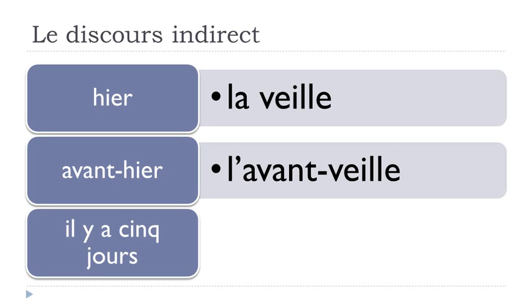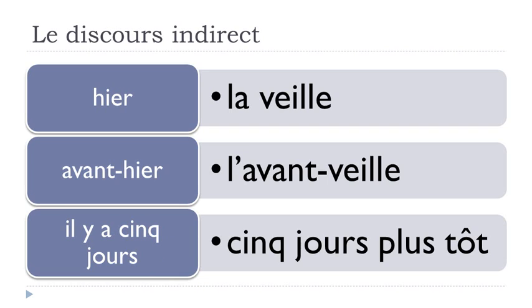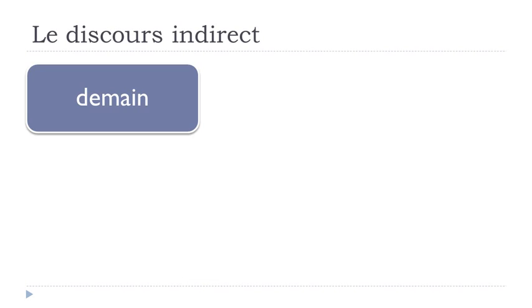Il y a 5 jours, so remember we've got this il y a structure to say ago. 5 days ago, in French, it's il y a 5 jours. And if you transpose this il y a 5 jours into this discours indirect, it will become 5 jours plus tôt. Okay, plus tôt, earlier. So hier will become la veille, avant-hier will become l'avant-veille, and il y a 5 jours will become 5 jours plus tôt.